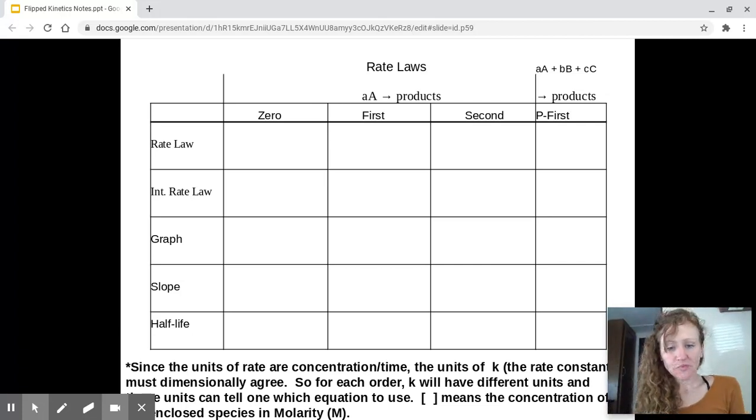Okay, so we'll start here, do some practice together. Jot down your questions. Let me know what those are. I will see you when we do practice together in class.